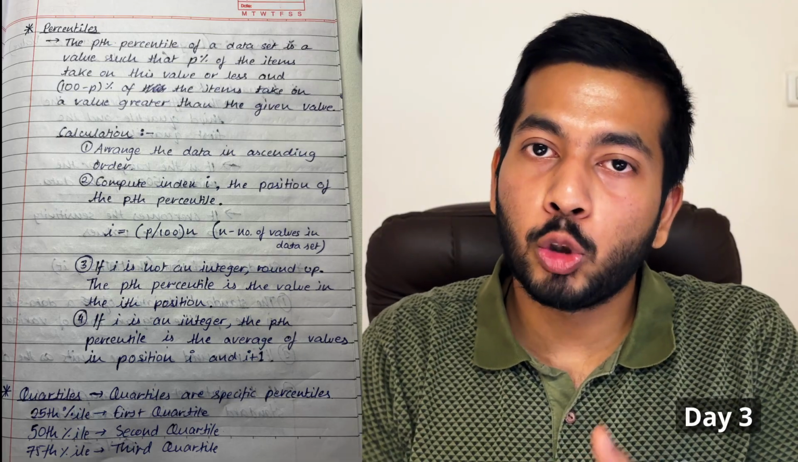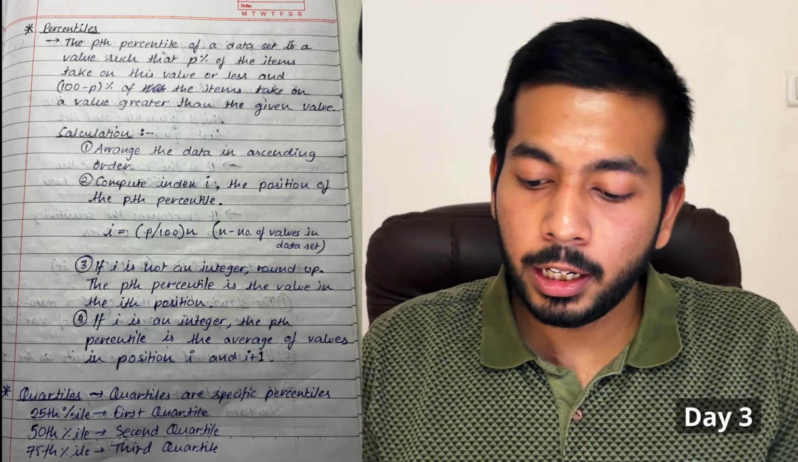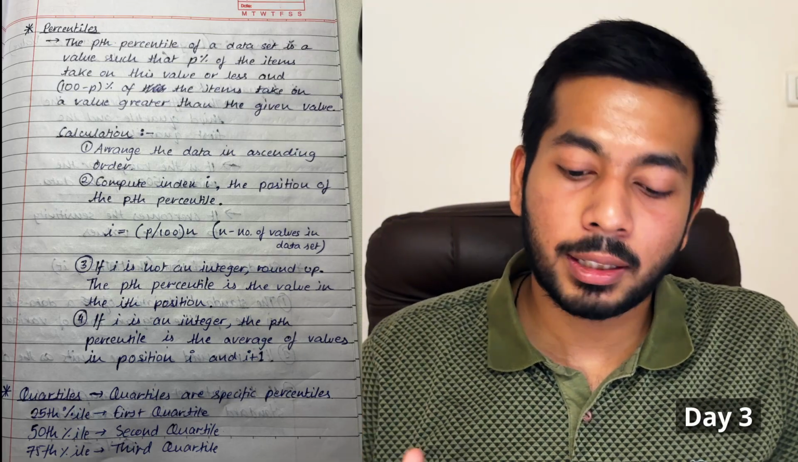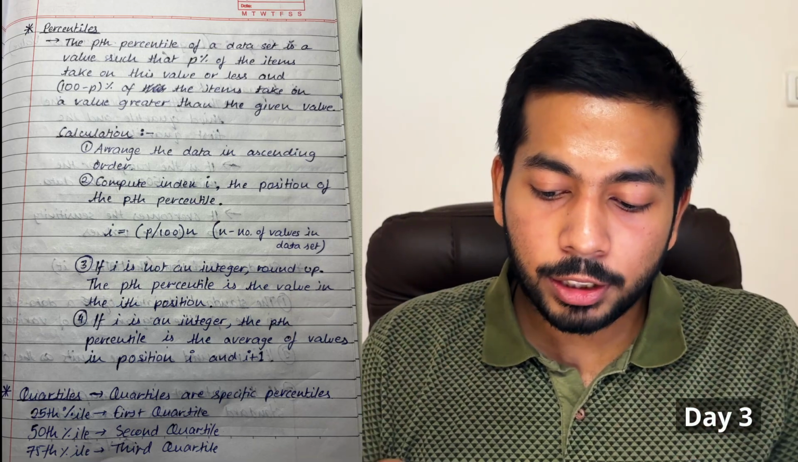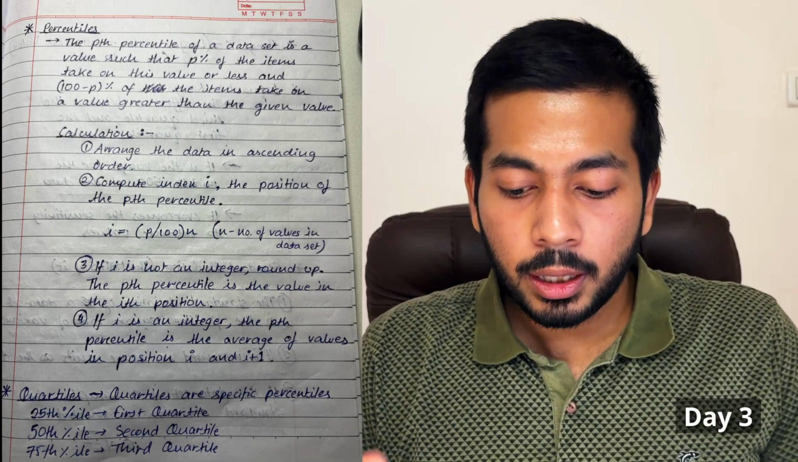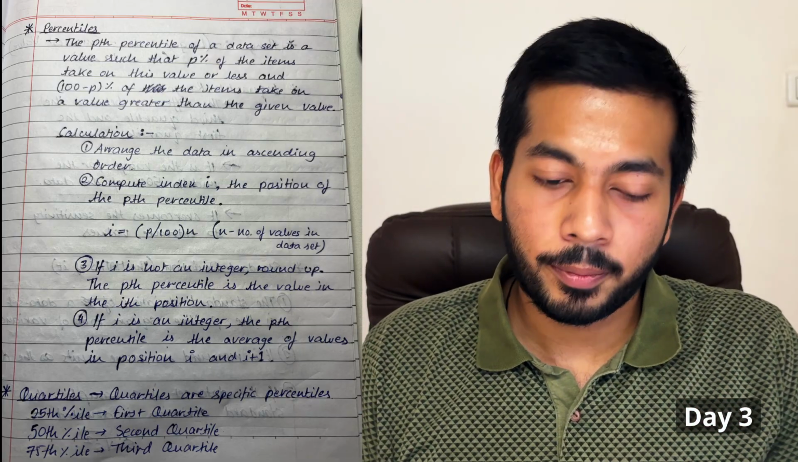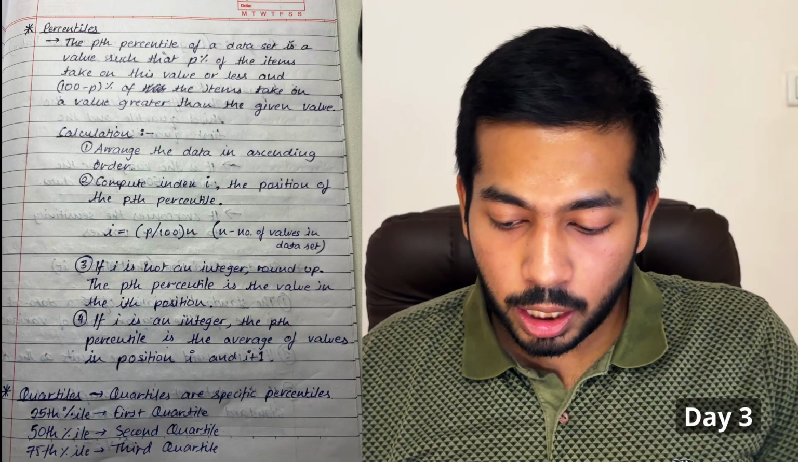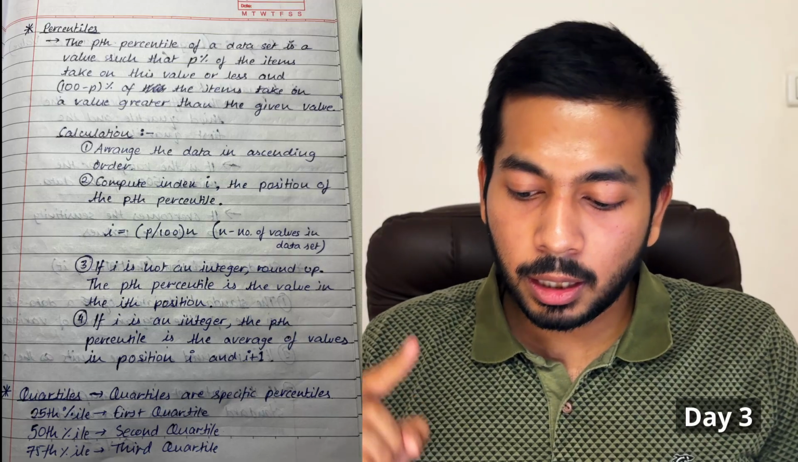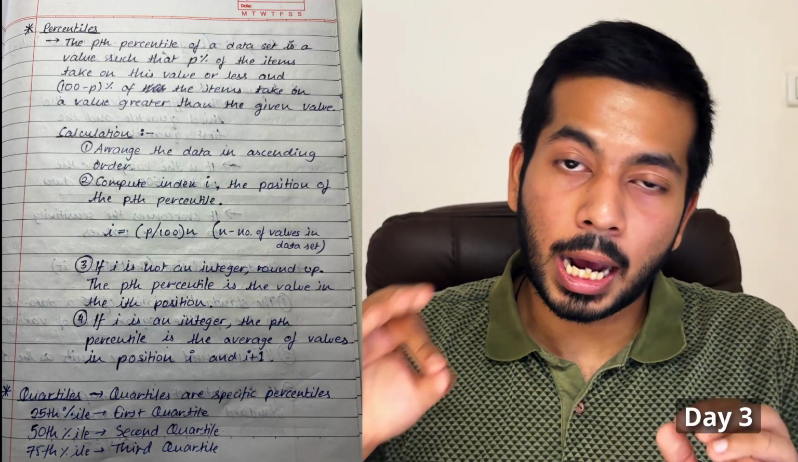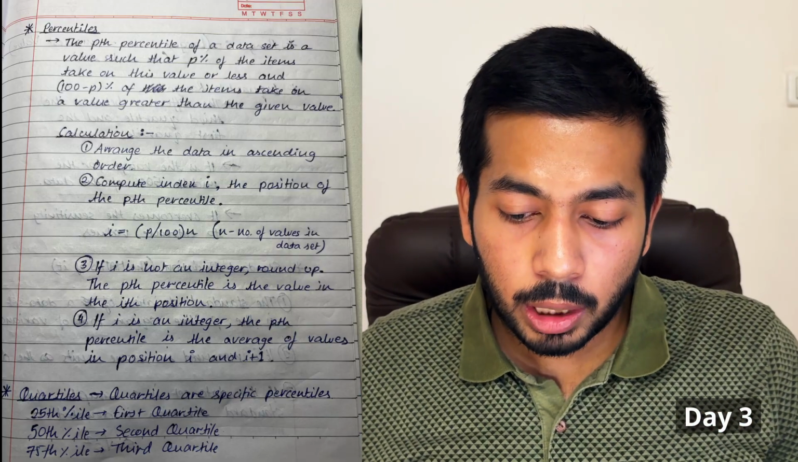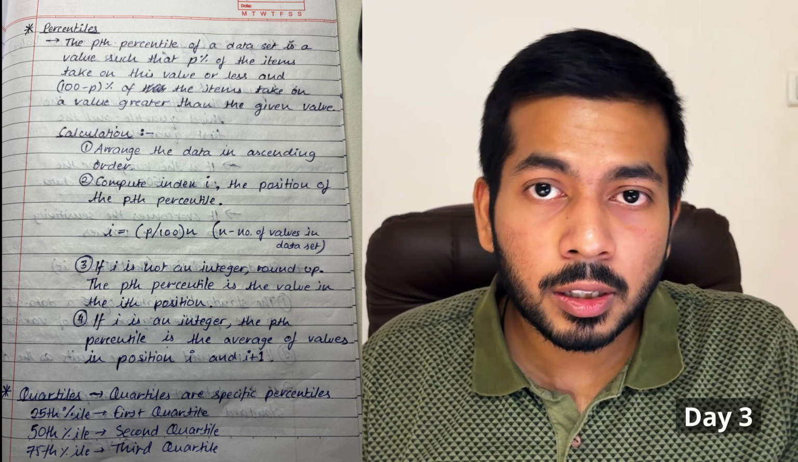It's the formula i = (p / 100) × n, where n is the number of values in the data set. Third, if i is not an integer, round up. The pth percentile is the value in the ith position. And fourth, if i is an integer, the pth percentile is the average of the values in positions i and i + 1.